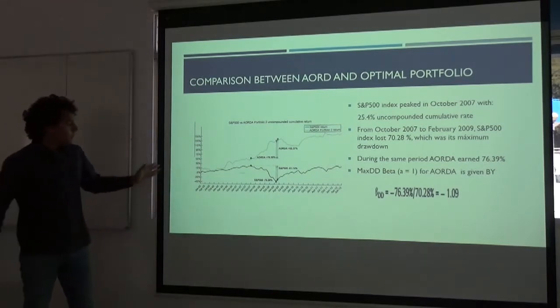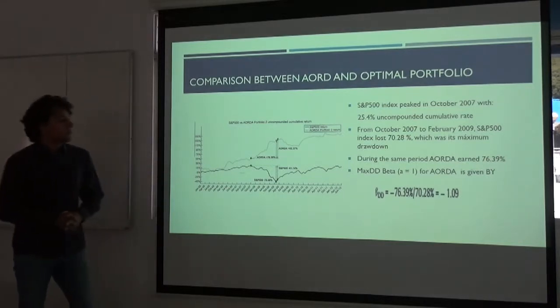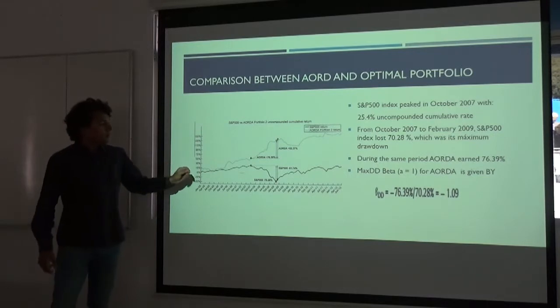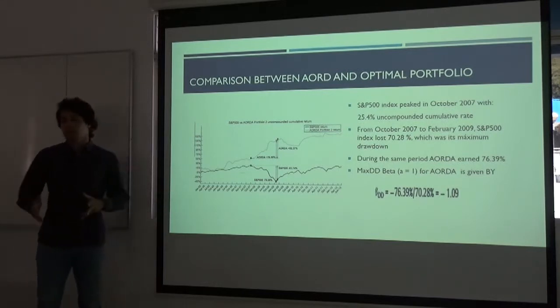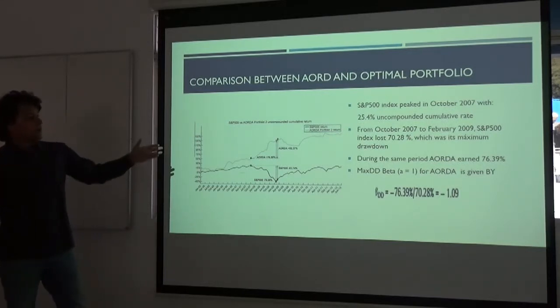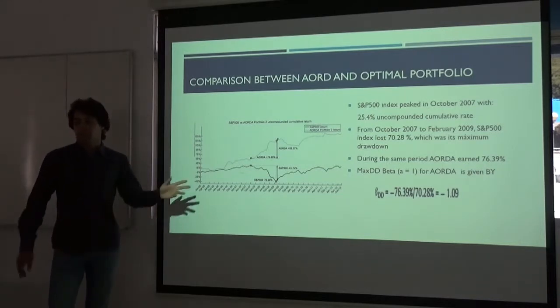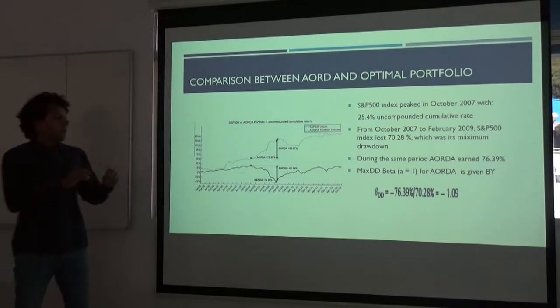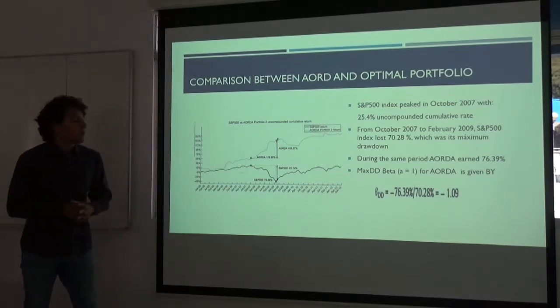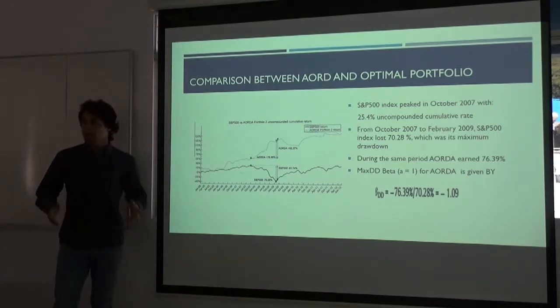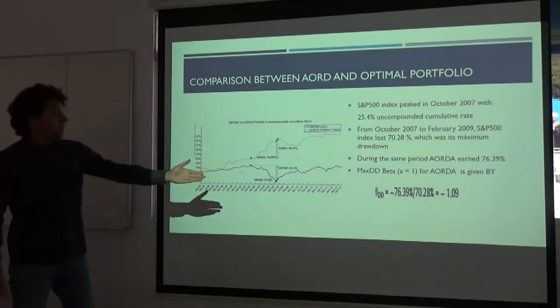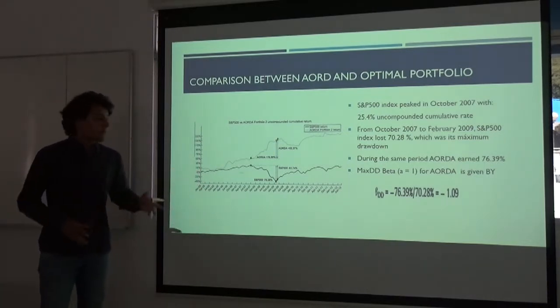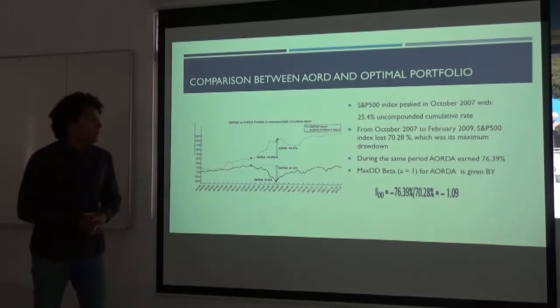The time is from January 2005 to June 2012, and we can see the S&P 500 lost 70.28%, which is the maximum drawdown, and during the same period our data gained 76.39%. So with that data, we can have a result of max drawdown beta with an alpha equal 1 for our data, and it is given by the following expression, and the result is minus 1.09.